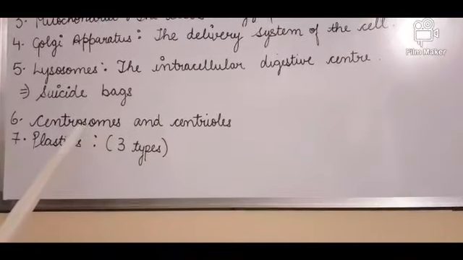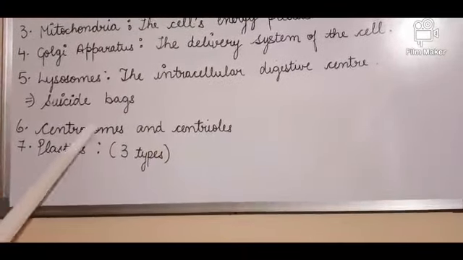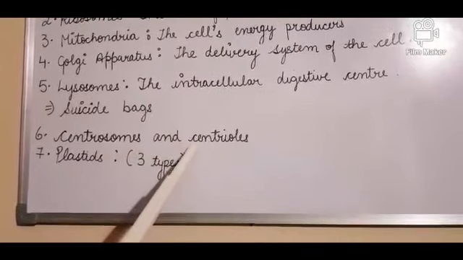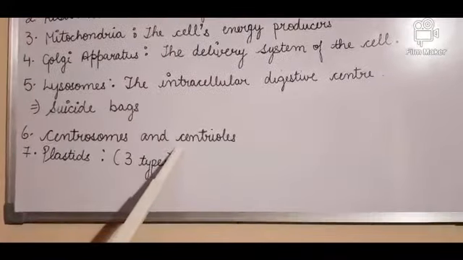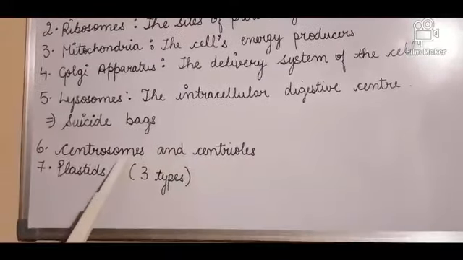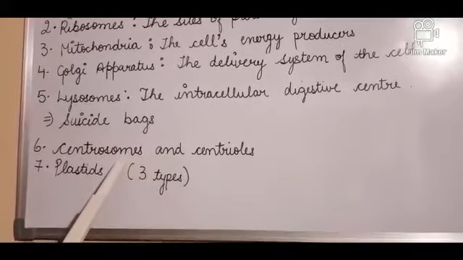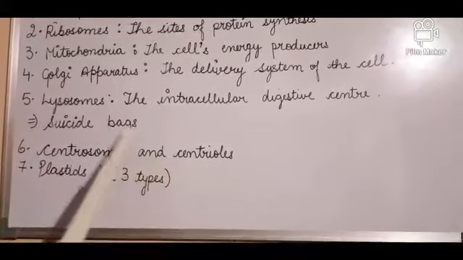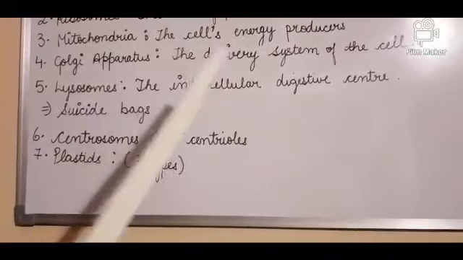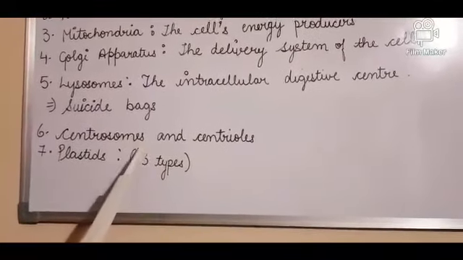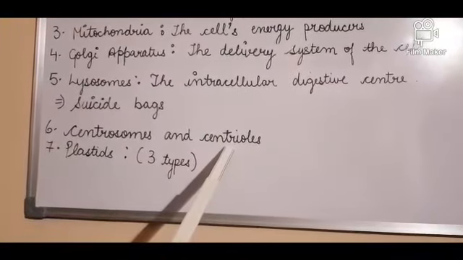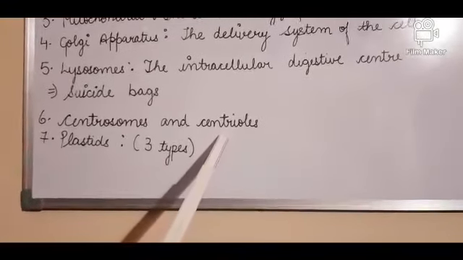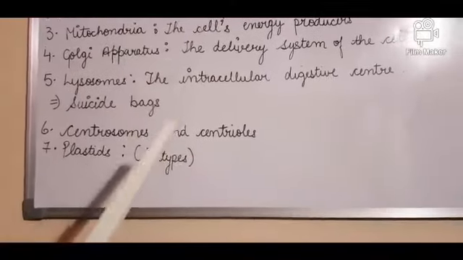Then coming to the centrosomes and the centrioles. This is very important: they are present only in the animal cells and absent in the plant cells. The centrosomes are very near to the nucleus, and they contain two dark staining granules known as the centrioles. During cell division, the centrioles migrate to the opposite poles of the cell. When we do mitosis and meiosis in detail, I will explain how the spindle formation takes place. Their function is to help in cell division. Both of these are found in the animal cell.